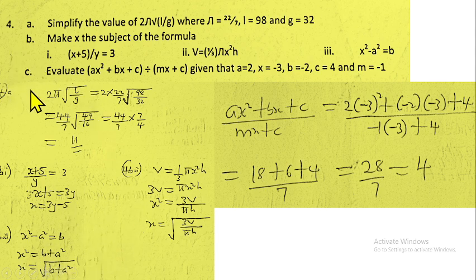Then question number 5C, you have to evaluate AS squared plus BS plus C divided by MS plus C, given that your A is 2, S is minus 3, B equals to minus 2, C is 4, and M is minus 1. So if you write this properly, you have it to be this. You have been given the value of all the variables here. So if you substitute them, you have this. Minus 3 squared is 9 times 2 is 18. Minus 2 times minus 3 gives us 6, plus 4, over minus 1 times minus 3 gives us 3, plus 4 gives us 7. 18 plus 6 plus 4 gives us 28, divided by 7 gives us 4.